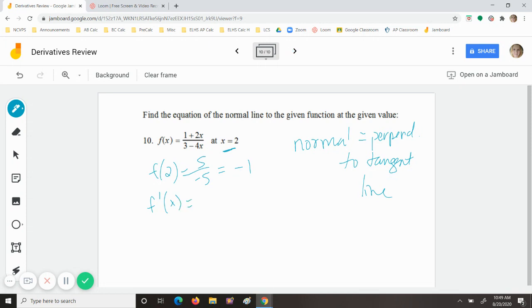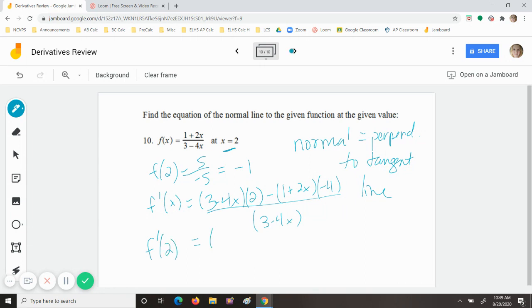So we're going to have to use quotient rule, bottom times derivative of the top minus top times derivative of the bottom all over bottom squared. And remember, we don't have to simplify down if we don't want to. We could go ahead and plug in. Let's say we go ahead and plug in the 2.